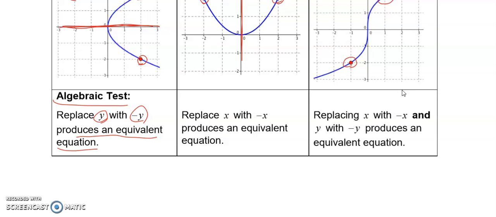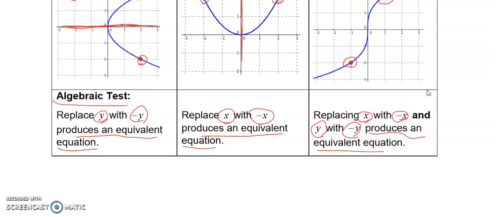For symmetry with respect to the y-axis, this is case number 2, replace x with negative x. And again, if you get back an equivalent equation, the exact same equation, then yes, it would show symmetry with respect to the y-axis. And the third test you have to perform to see if something is symmetric with respect to the origin, you replace x with negative x and y with negative y, and you determine if you end up with the exact same equation that you started with.